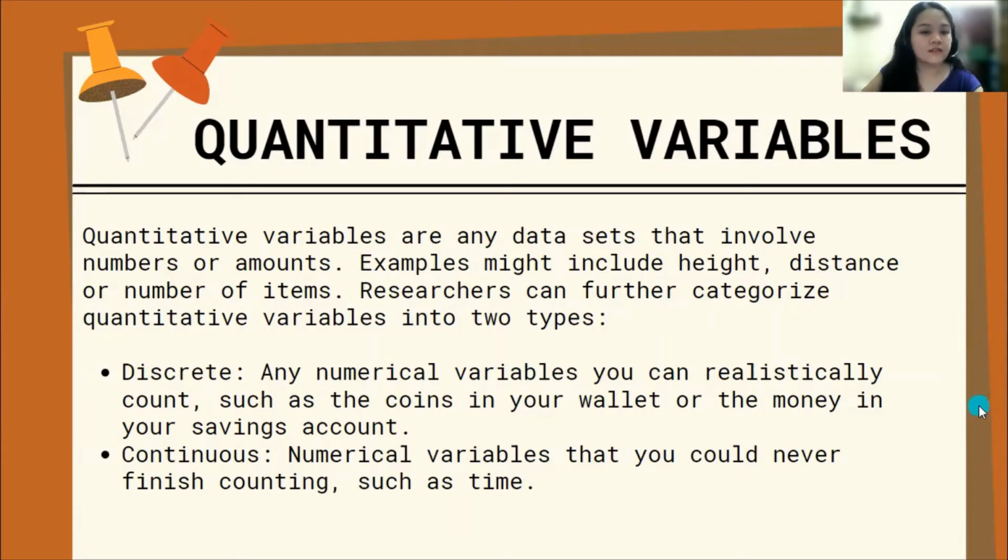Discrete and continuous. Ang discrete is any numerical variables you can realistically count, such as the coins in your wallet or the money in your savings account. So, yung mga kaya mong bilangin. While in continuous, numerical variables that you can never finish counting, such as time.